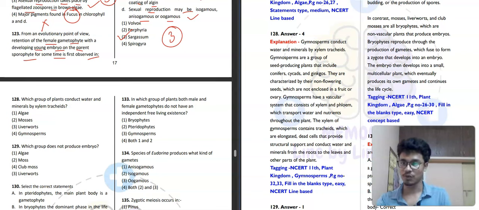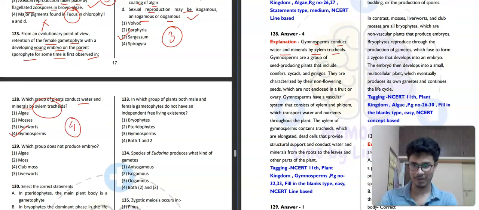Okay. So which group of plants conducts water and minerals by xylem tracheids? Algae, mosses, liverworts and gymnosperm. So the gymnosperm basically conduct water and minerals by xylem tracheids. So the fourth option will be our correct answer for this question.